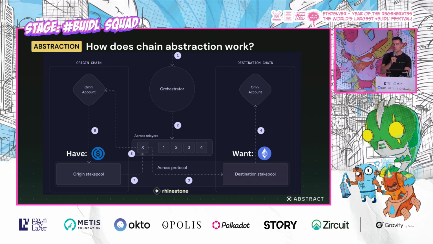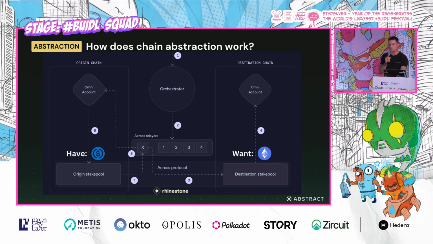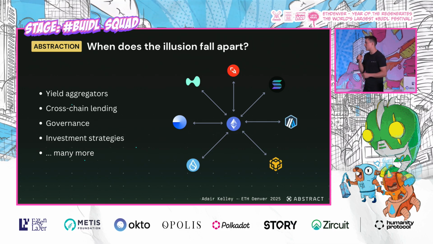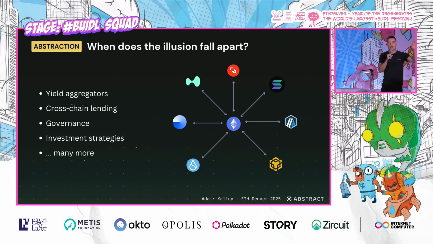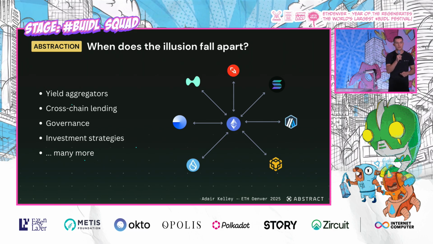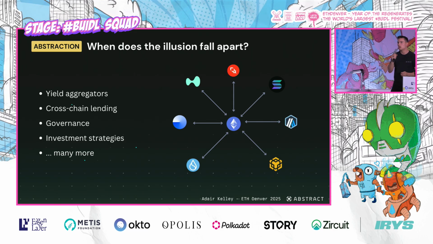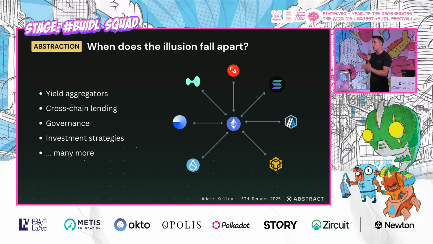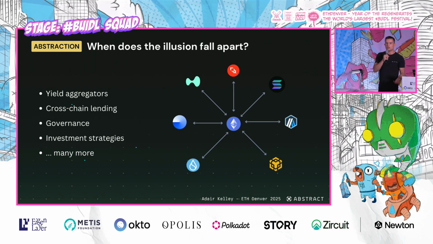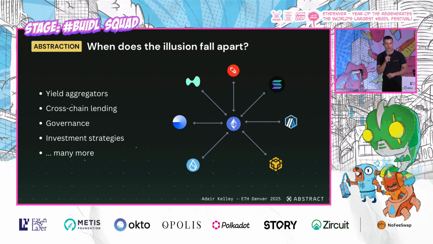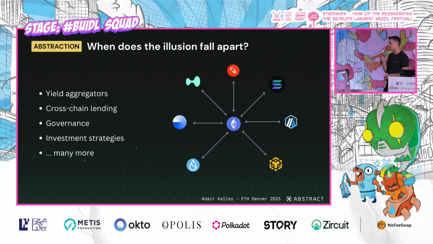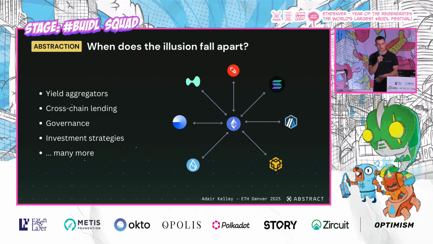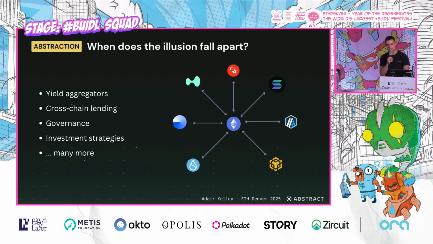But if you try to use this for any applications or protocols, the illusion starts falling apart. So if you think about yield aggregators or cross-chain lending, where you have assets on Ethereum and you want to borrow them on Optimism, or cross-chain governance, when you want to create decisions between multiple different chains, or even investment strategies, where you hold assets on one chain, move them to another to essentially act as another yield aggregator. You cannot use these chain abstraction solutions because the liquidity is not abstracted. It's completely fragmented across all of these chains, despite what the user interface tells you.